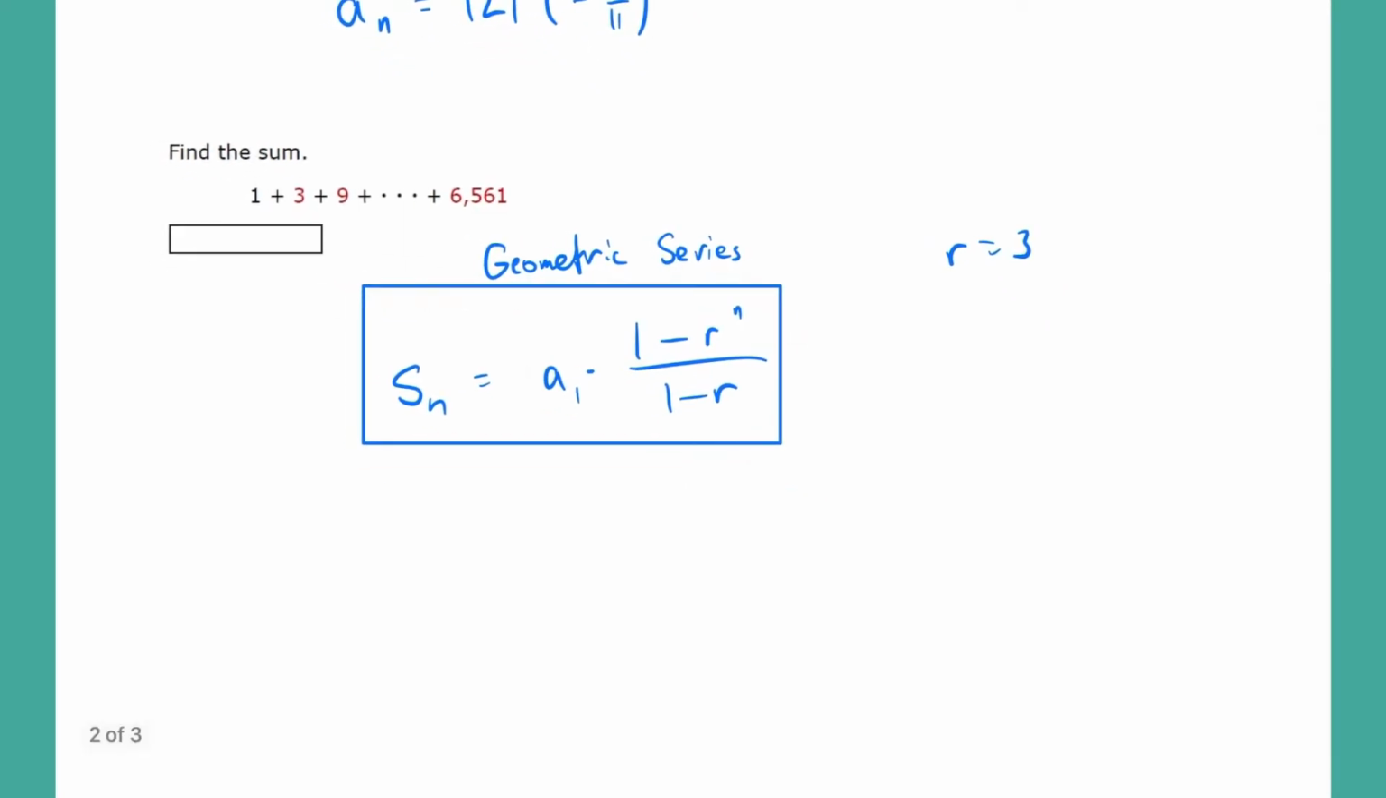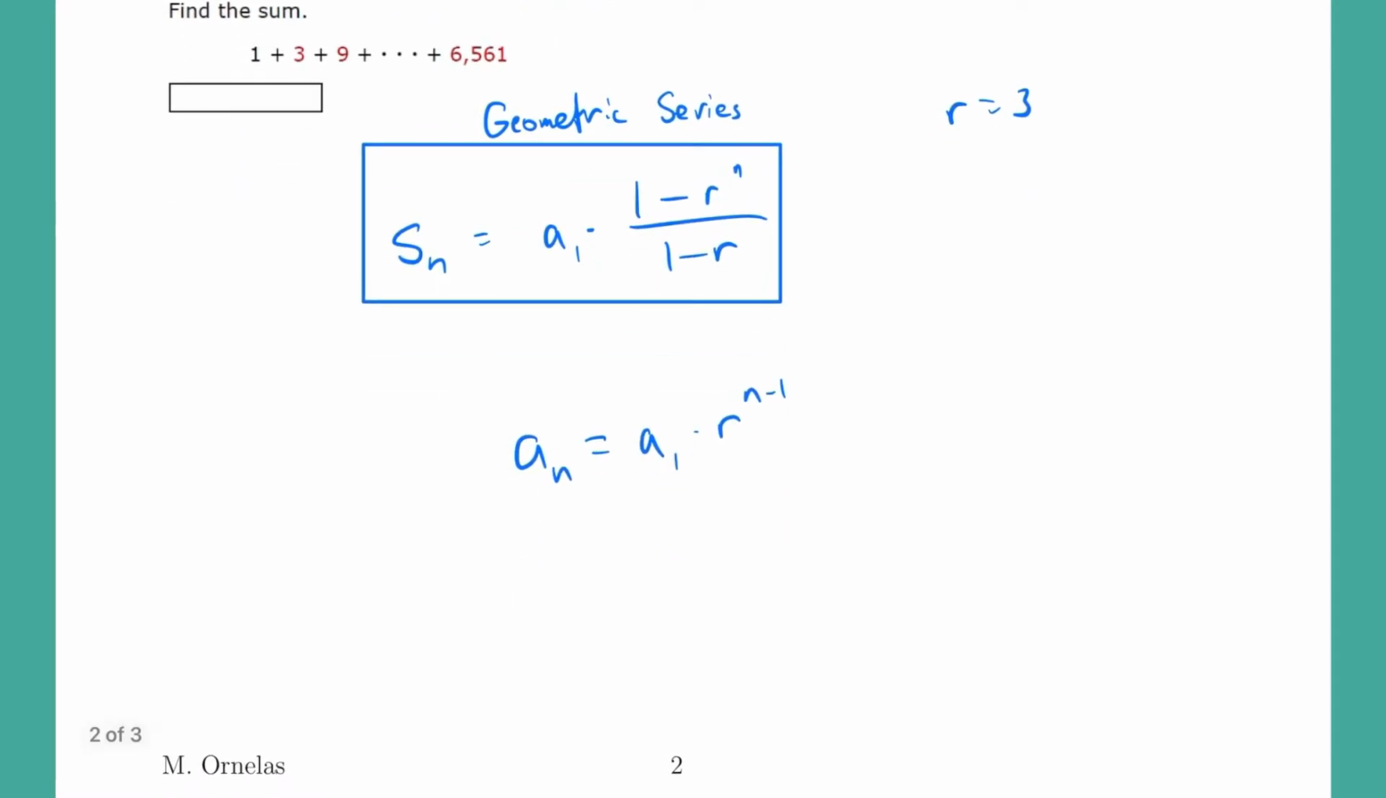So in order to figure out n, we need to know how many total terms there are. So we're going to have to go back to this formula in order to figure out what n is. We know the last term, we know the first term, and we know the common ratio. So that'll allow us to solve for n. So let's do that now. The last term is 6561. The first term is 1, which I won't even write. Common ratio is 3 to the n minus 1 power.